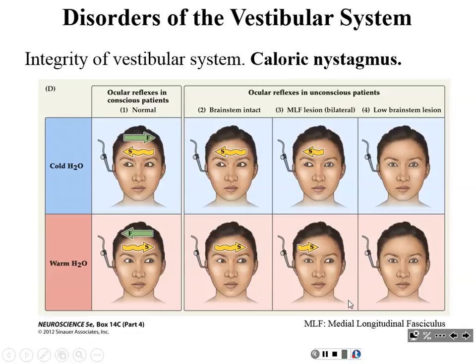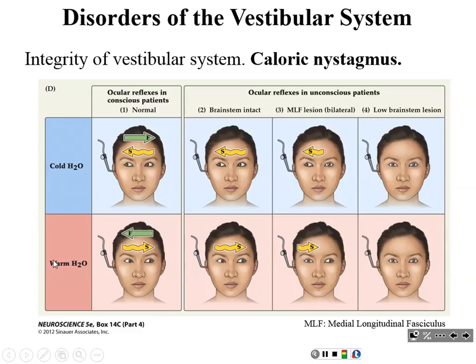There are some tests that you can do in order to test the integrity of the vestibular system. And one of them is called the caloric nystagmus. Basically, in a normal person, if you irrigate one ear with cold water, the person is going to have a slow movement of the eyes towards where the cold water is, with a fast saccade in the opposite direction. But if you put warm water, the slow movement is going to be in the opposite direction, with a fast saccade towards where the hot water is.